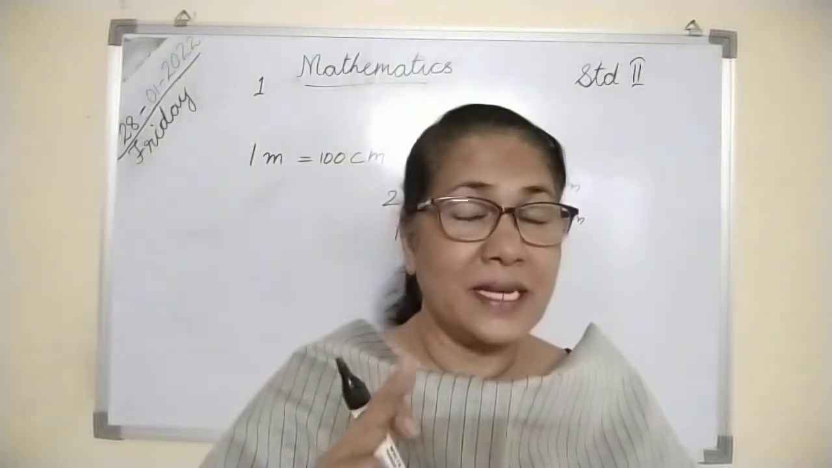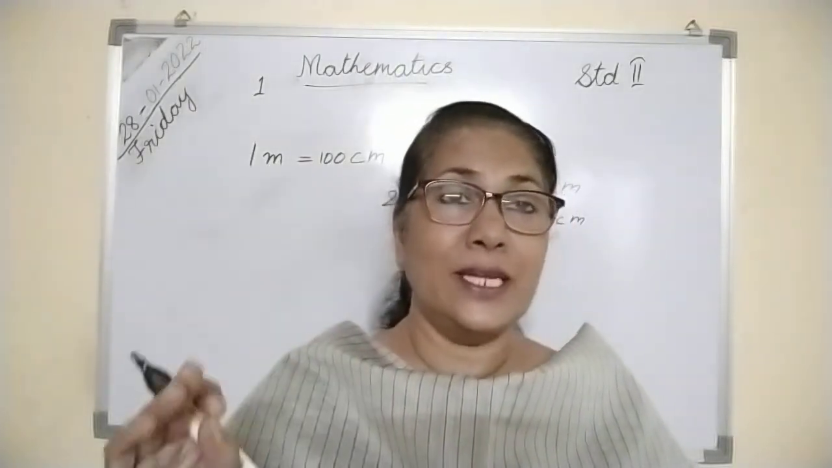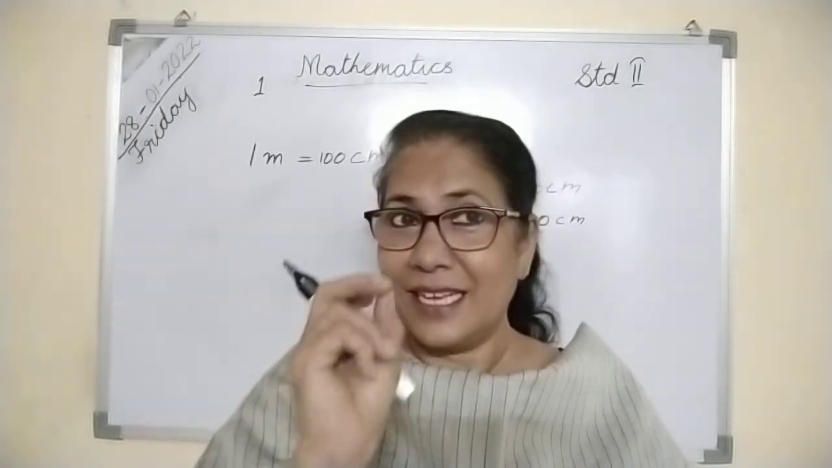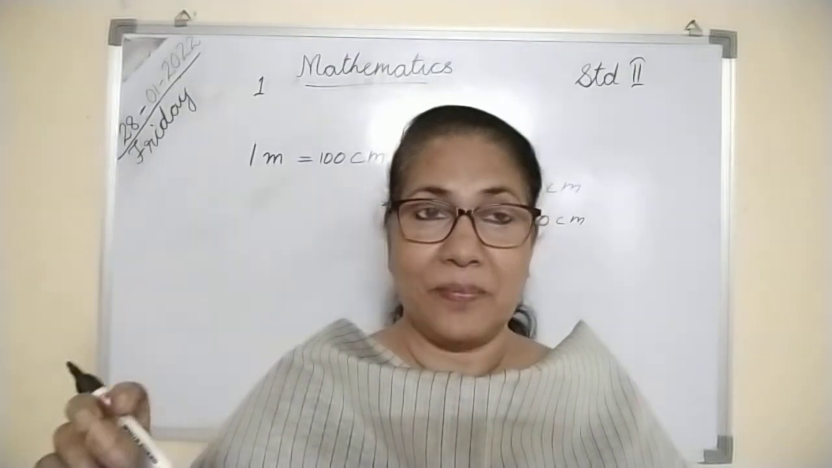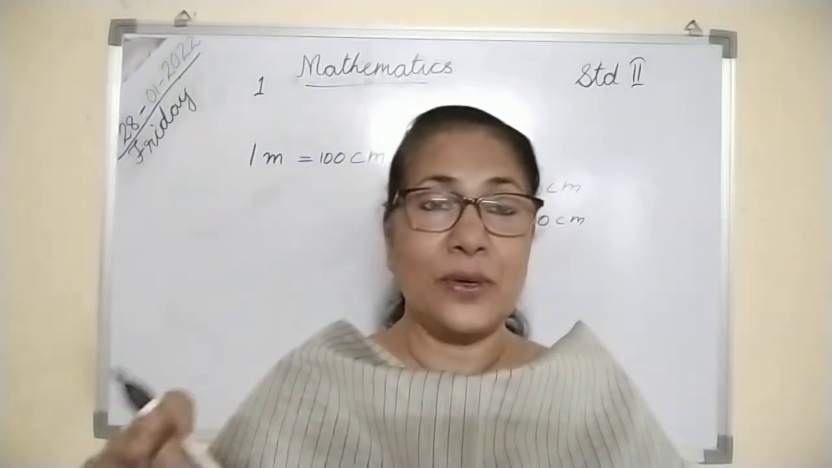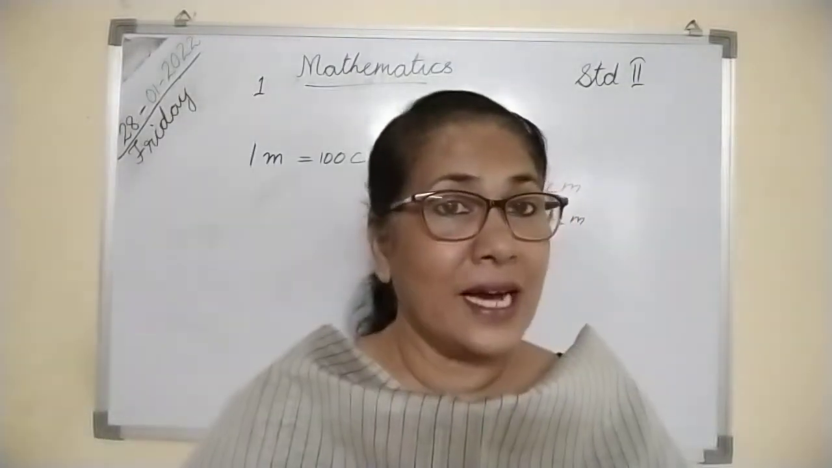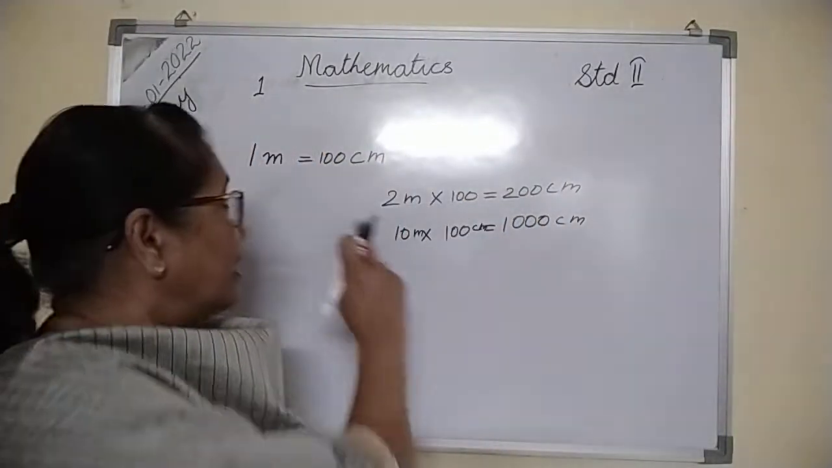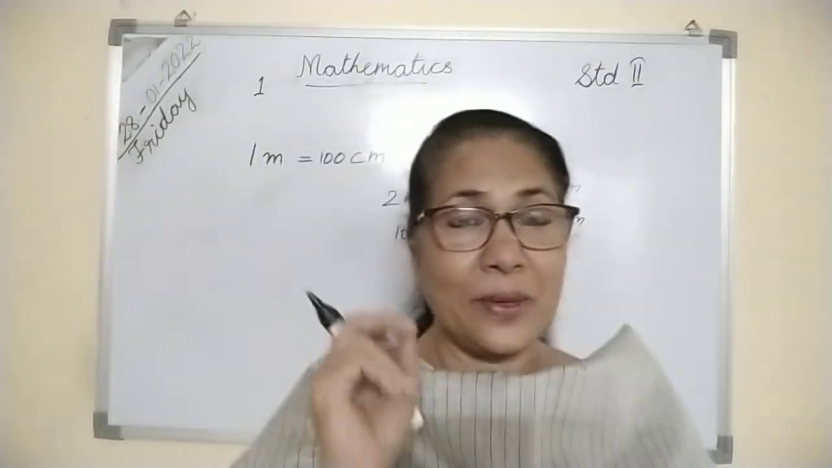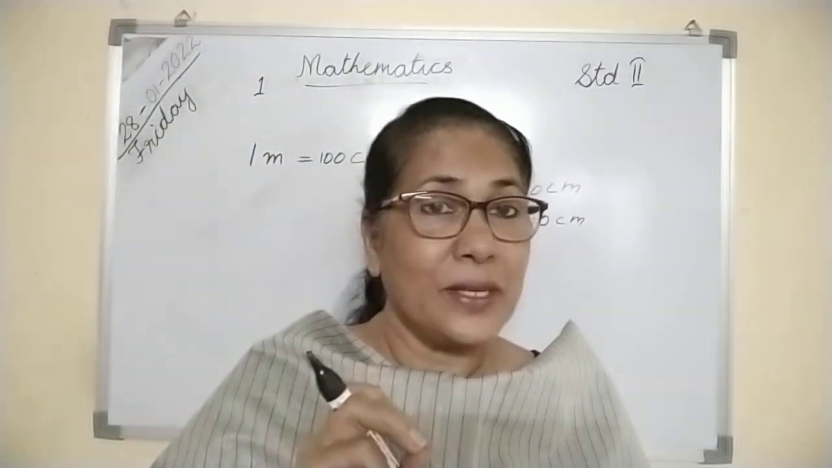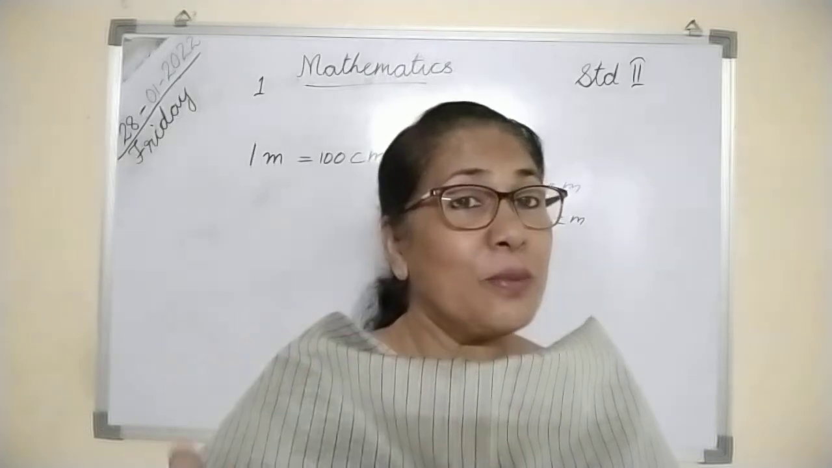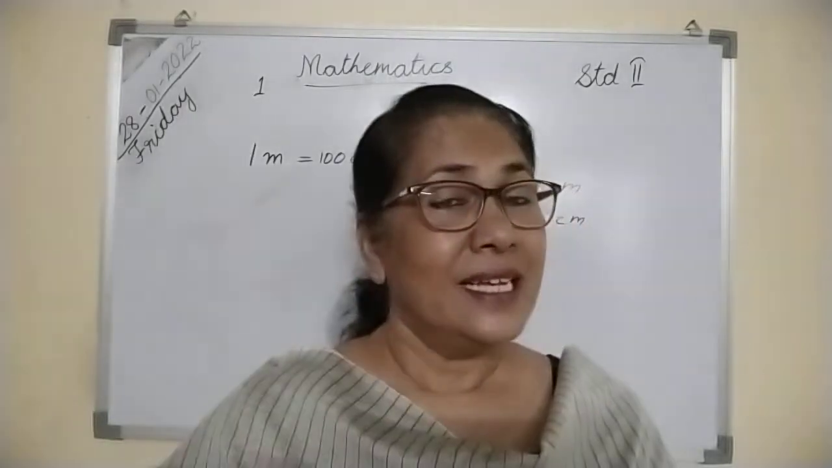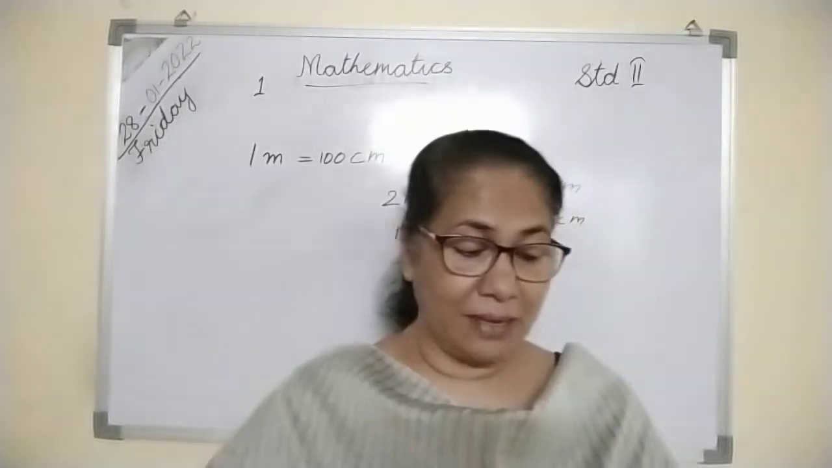When 1 meter is equally divided into 100 parts, it is called what? Yes, 100 centimeters. Now keep this in mind, okay? 1 meter is equal to 100 centimeters. So 2 meters equal to 200 centimeters. 8 meters equal to 800 centimeters.